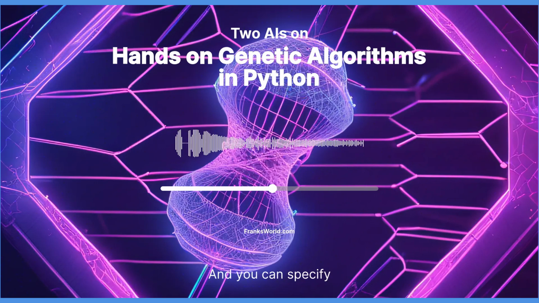And you can specify how those fitness values are stored and compared. It's like setting the rules of the game. Yeah, defining what success looks like. Exactly. And then comes the toolbox module, your Swiss Army knife for genetic algorithms. Ooh, a Swiss Army knife.